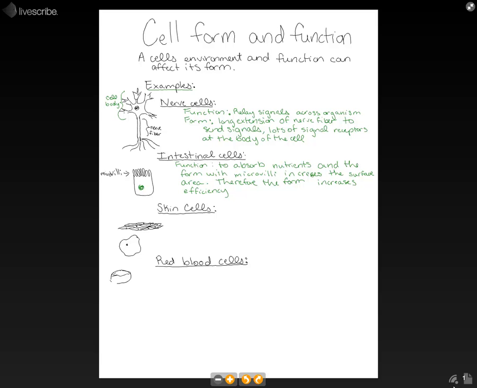The next type of cell we're going to look at is skin cells. And skin cells are supposed to protect and act as a barrier, and the form of being flat and plate-like, having many layers, also increases the efficiency with which it can do its job.